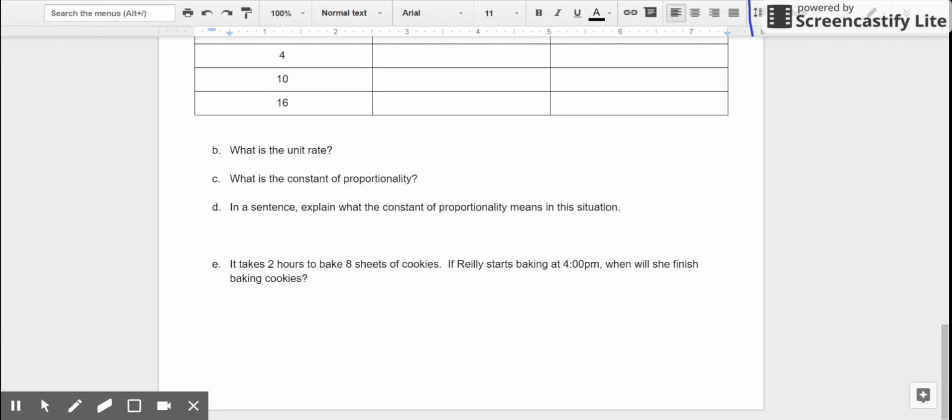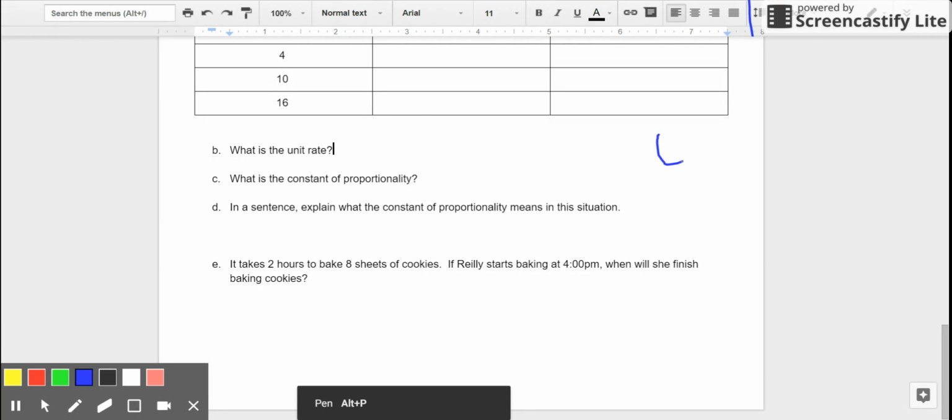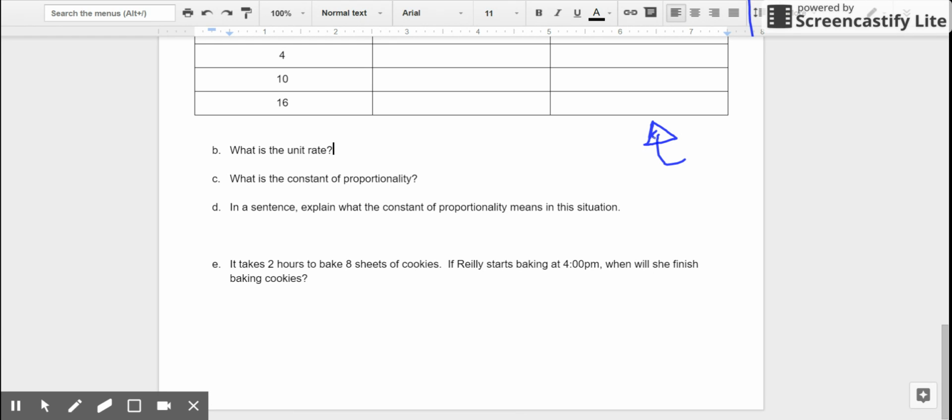B, what is the unit rate? I'm not going to answer that for you. You should have your answer in this column. It should be the same for every one of these. C, what is the constant of proportionality? I'm not going to tell you that either. It's going to be the same as part B because this is a proportional relationship.